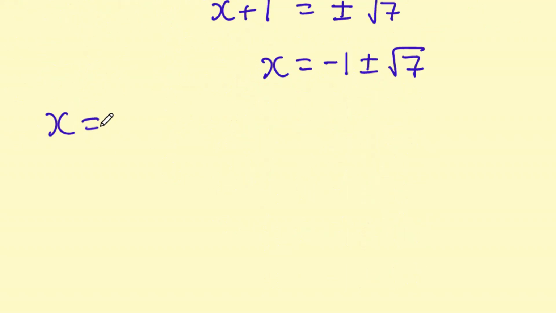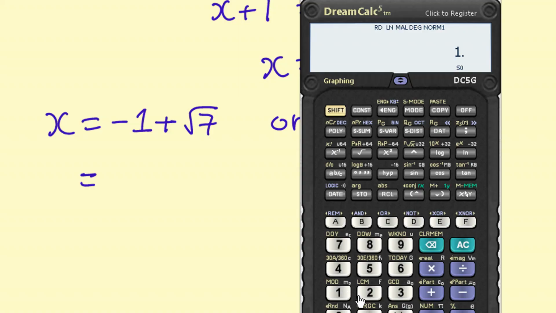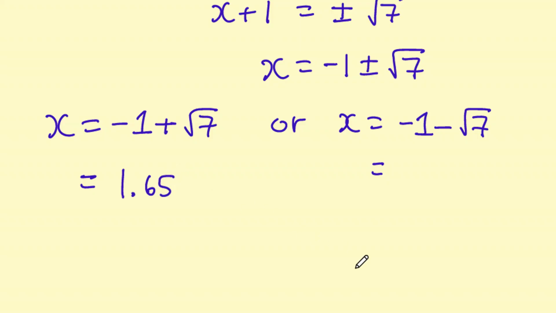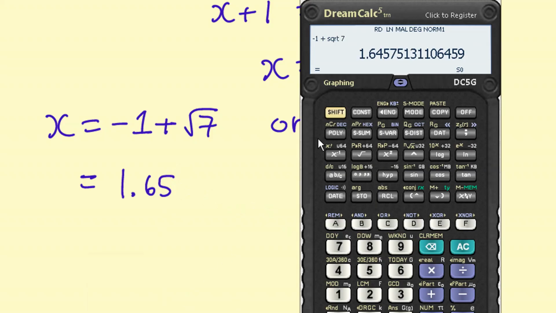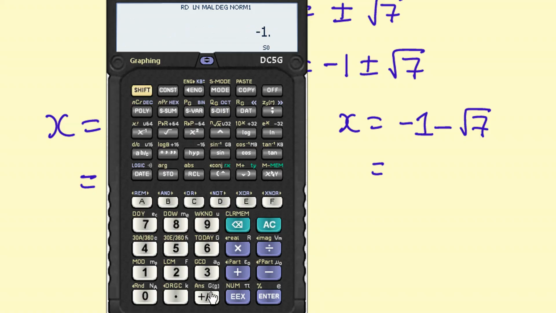So we find that x equals negative 1 plus the square root of 7, or x is negative 1 minus the square root of 7. And this we can do on a calculator. So we get 1.65. And negative 3.65.